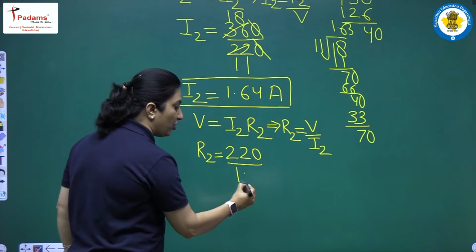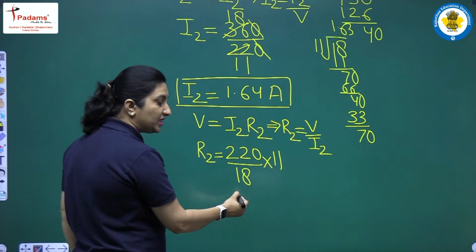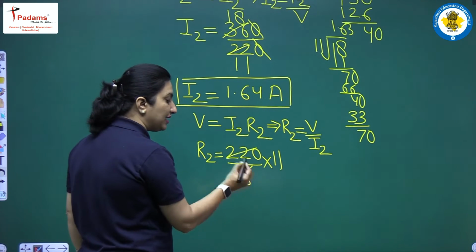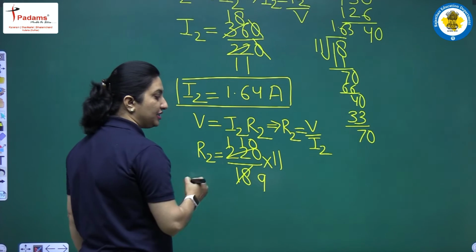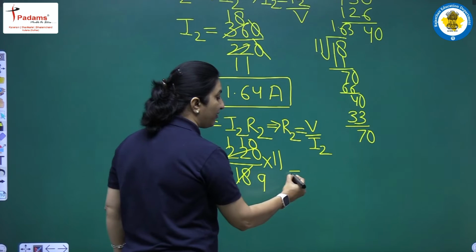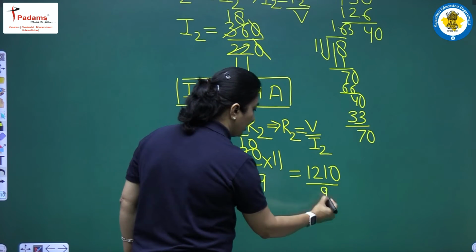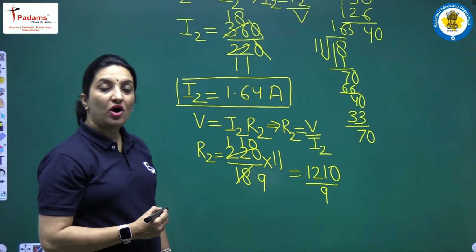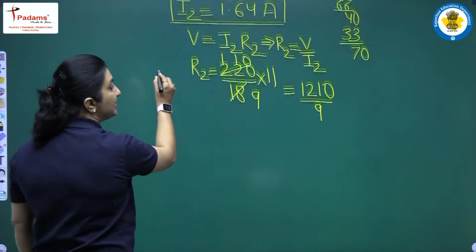If I take 18 upon 11, this comes out to be 220 into 11 upon 18, because the 11 which is in the denominator will go to the numerator. Now cancelling this by a 2, I have 2 9s are 18, 2 1s are 2 and 0. Again I have 110 multiplied by 11, which we calculated right now, and it came out to be 1210 upon 9. So we can divide this and we can calculate the value of the resistance in the second case. So students, let's calculate this.